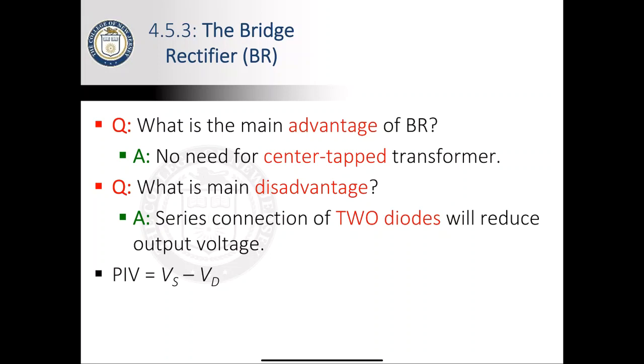Okay. So the main advantage of the bridge rectifier is that there's no need for a center tap transformer. Right, the transformers can often be bulky. They can often be more expensive than the other components that you're using. And so there's an advantage to being able to cut that. There are some disadvantages. The series connection of two diodes will reduce the output voltage.